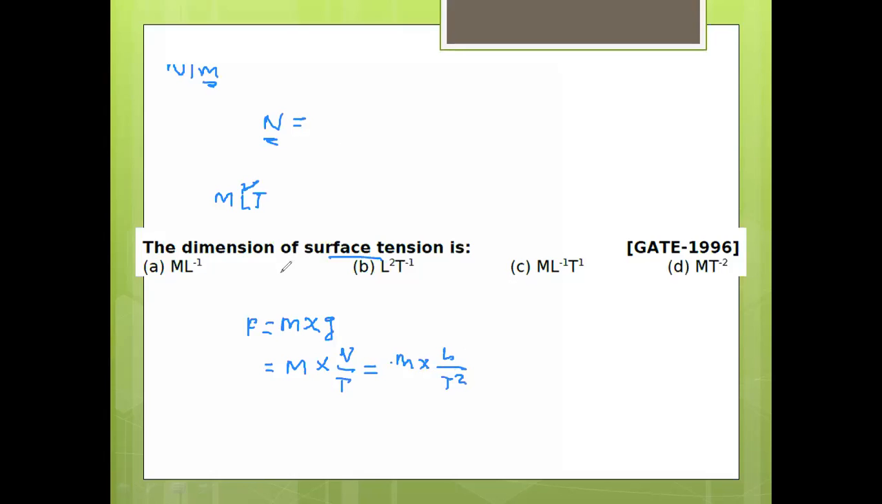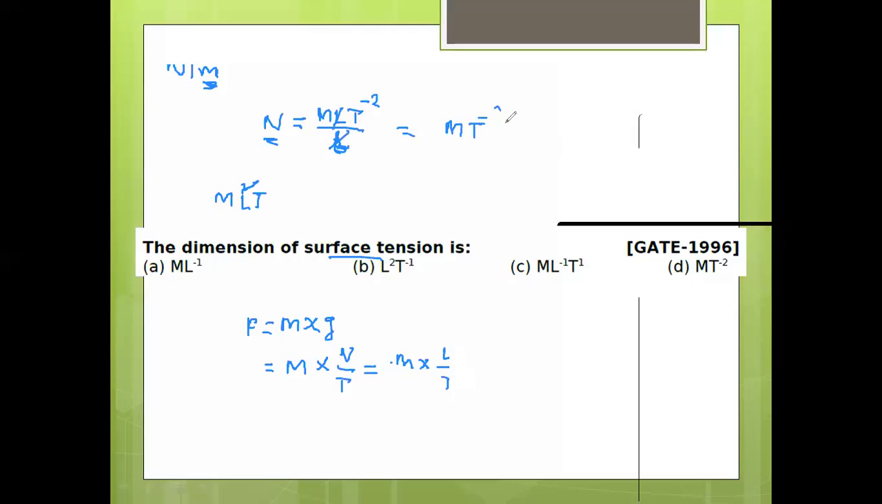So the dimension for the force or the Newton will be M L T raised to minus 2, divided by this L, the dimension of the meter, the distance. Distance is represented by letter L, right? So this L will get cancelled and you will get the dimension as M into T raised to minus 2. Okay, so option D is the correct answer.